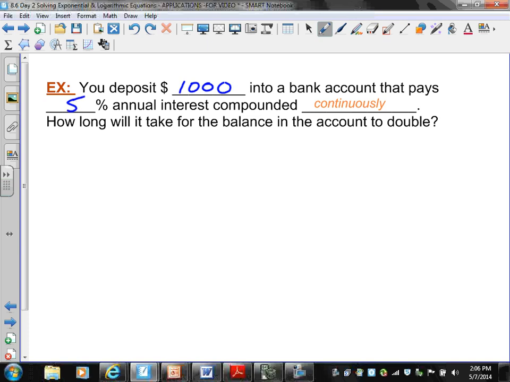Okay. So continuously compounded, which equation are we going to use? Well, we're going to use the PERT equation, right? A equals P e to the RT. That's for continuously compounded. Again, you don't need to memorize these. Just like in the last quiz where I put them on the top page, you'll have full access to these equations, so no need to memorize them.